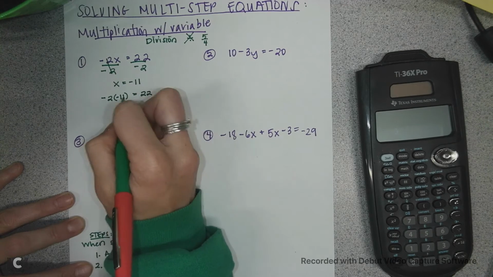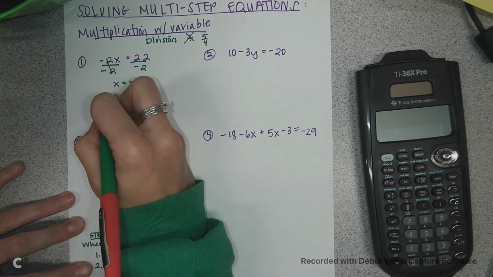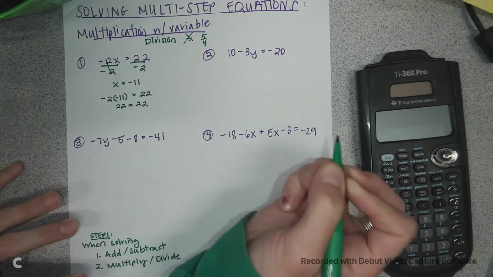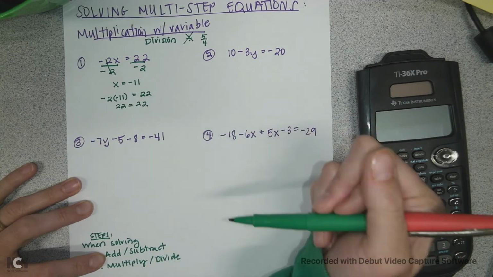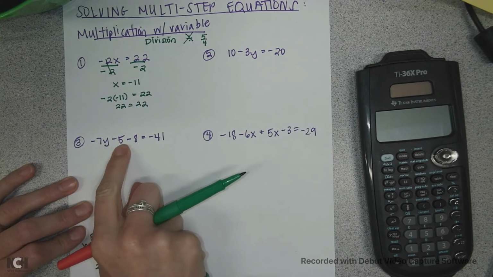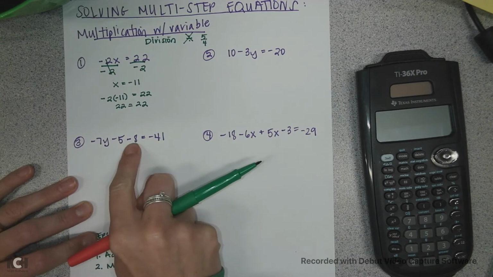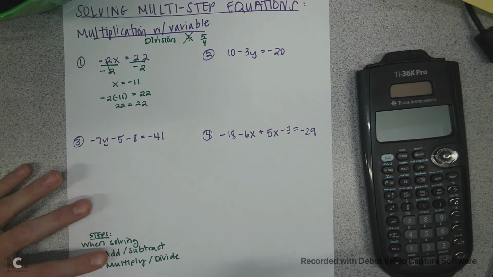These still look pretty different, the left-hand side and the right-hand side. But if you put this in your calculator, -2 times -11 is 22. So really, this equation is saying the left-hand side is equal to the right-hand side. And that's true for all of these. Like on number 3, this left-hand side looks very different than -41, but these are equal. The left equals the right. They're equations, which means they're equal.